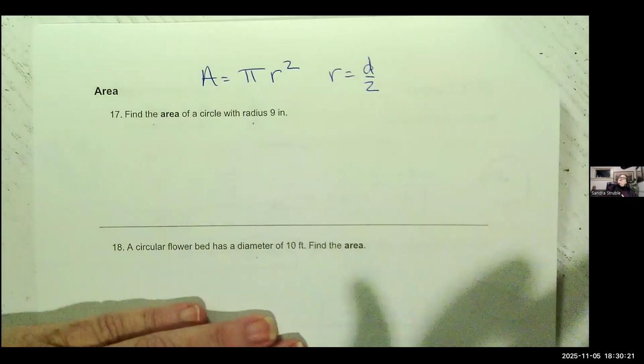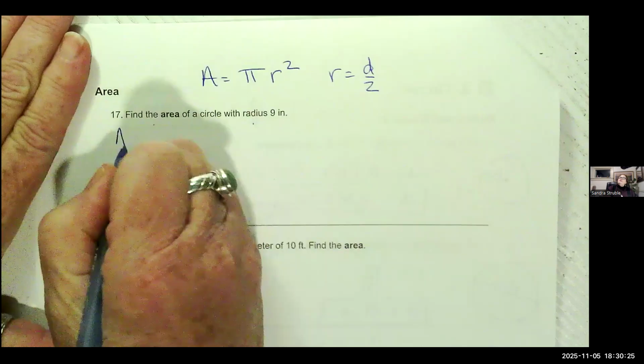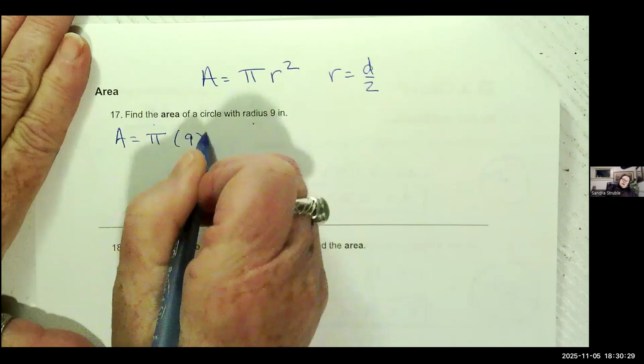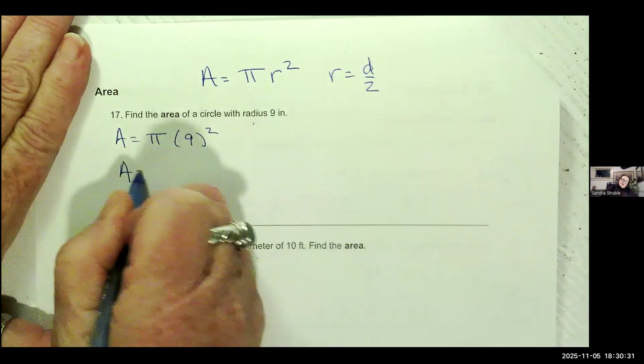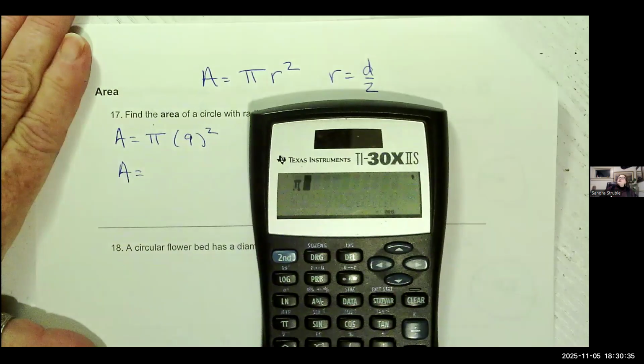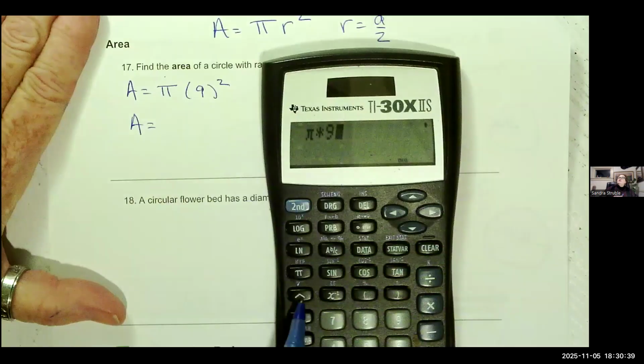So my area for my first one is pi. My radius is 9, and it's squared. So my area is, I'm going to put in the calculator just like it is, pi times 9. And I've got an x squared here, or I could use caret 2. I'm just going to use the x squared equals 254.5.